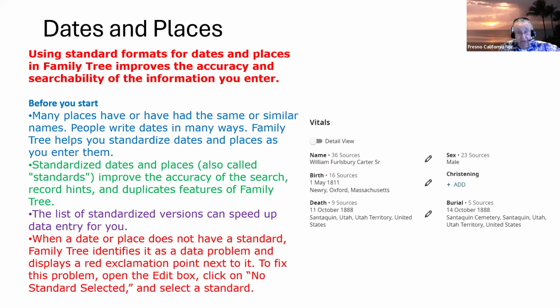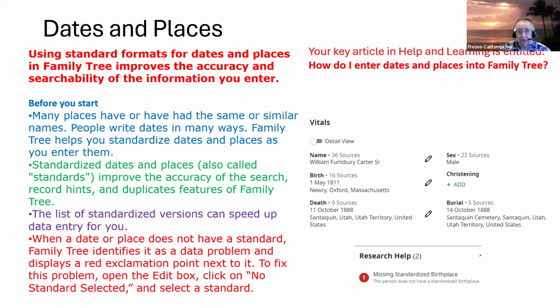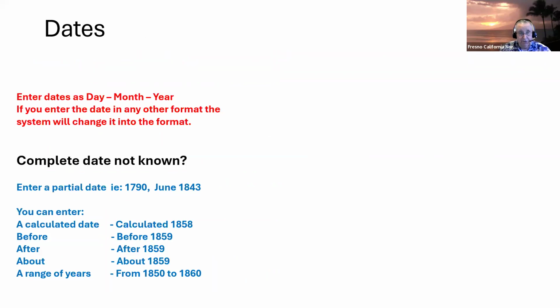If you don't standardize it in one way or another, you're going to get one of those fixed symbols, red exclamation points, that'll show up and say, like in this case, missing a standardized birthplace. You're going to need to go in there to get it fixed, or that's going to stay there and haunt you forever. Okay, the key article for this is how do I enter dates and places in Family Tree? You go to Help and Learning, type that in, and you'll get the articles that explain how to do this.